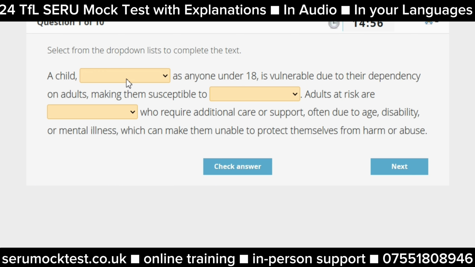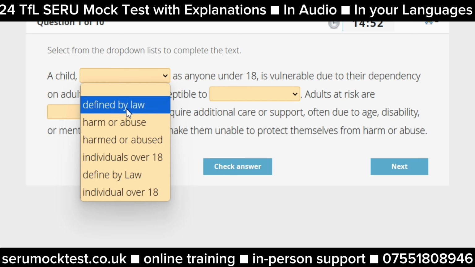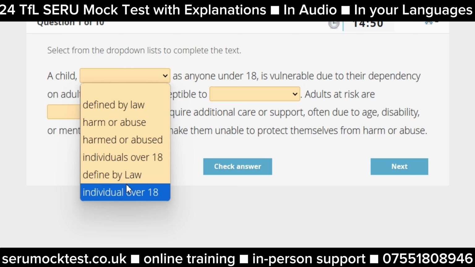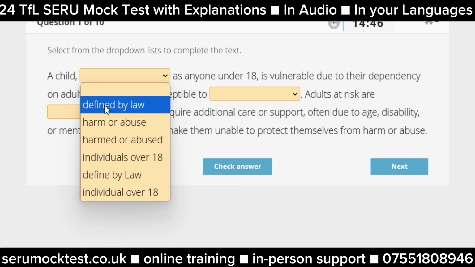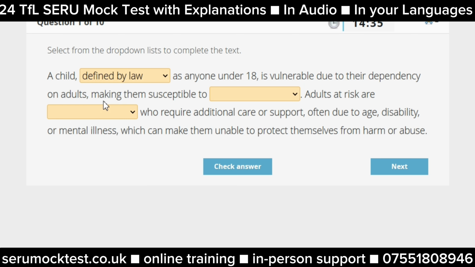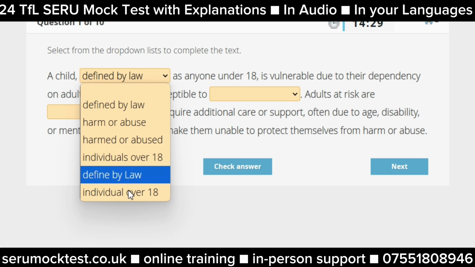A child is anyone under 18, as defined by law. This is not something that is happening. That's already been done in the past. This definition has been established already. So therefore, we are going to use the word defined, referring to something that has already happened and been established. Defined by law.